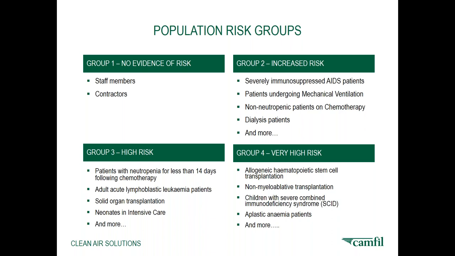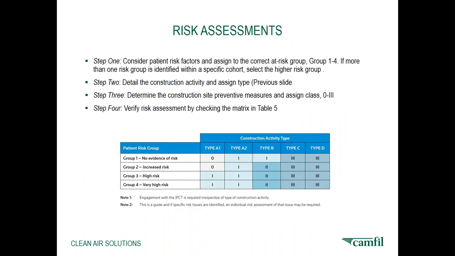For group two, we had the severely immunosuppressed patients, patients undergoing mechanical ventilation or respiratory treatment, non-neutropenic patients on chemotherapy, dialysis patients and others, right through to group three, which includes patients with neutropenia for less than 14 days following chemotherapy, solid organ transplantation, including lung transplant, heart, cardiac, thoracic, and also bone marrow transplant. Neonates in intensive care also would be in that category. For group four, very high risk will be allogeneic haematopoietic stem cell transplantation, children with severe combined immunodeficiency syndrome, and others of that category. So in our risk assessment, again, this detail is provided in the guidelines.